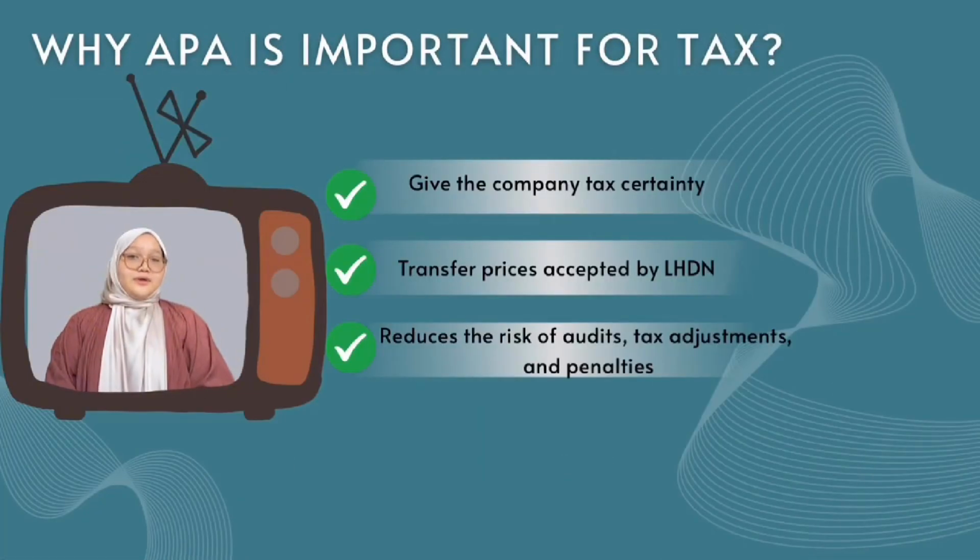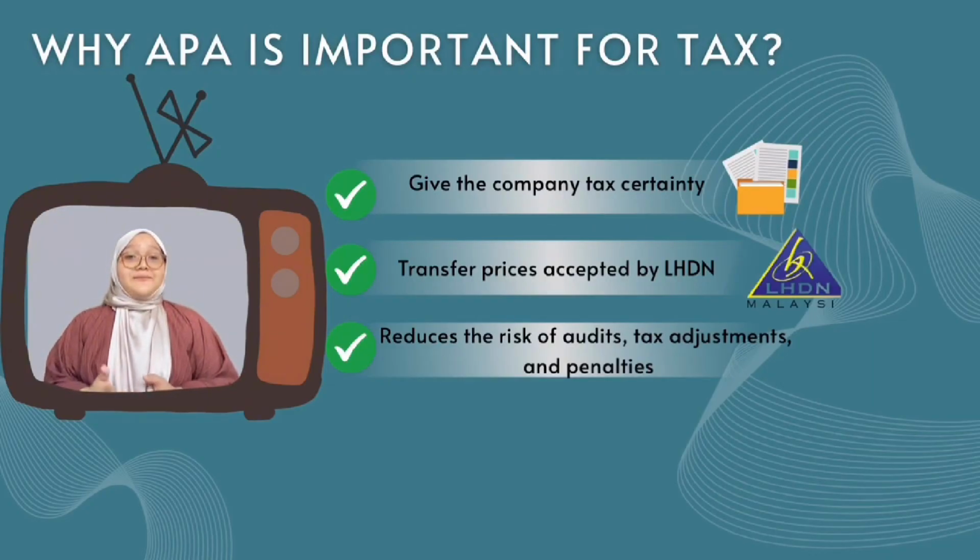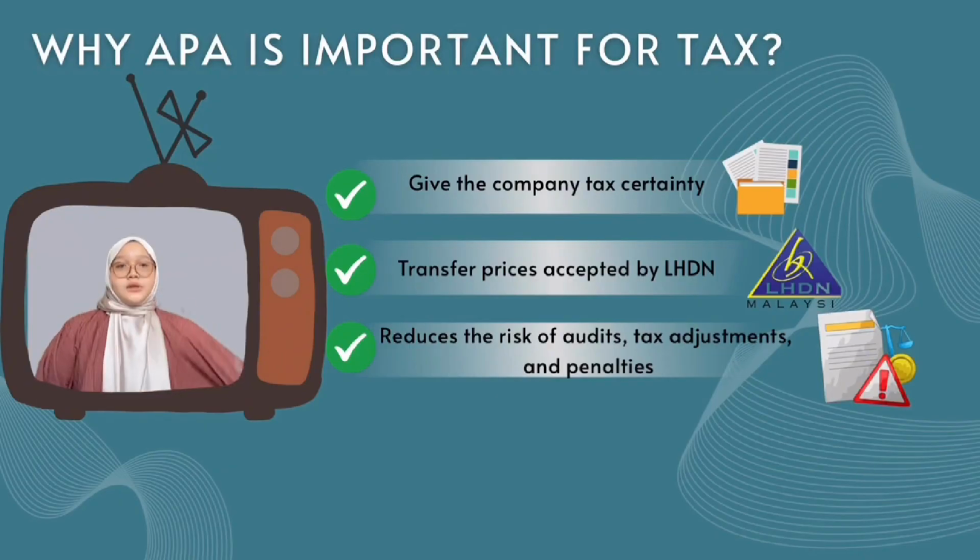Why is APA important for tax? So, APA is important because it gives the company tax certainty. If the company follows the APA, LHDN will accept the transfer price, and this can reduce the risk of audit, tax adjustment, and penalties. So APA is directly linked to transfer pricing.